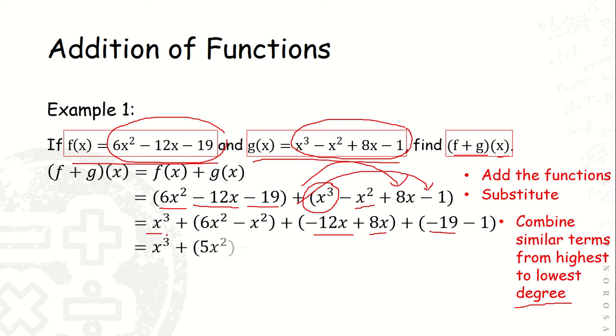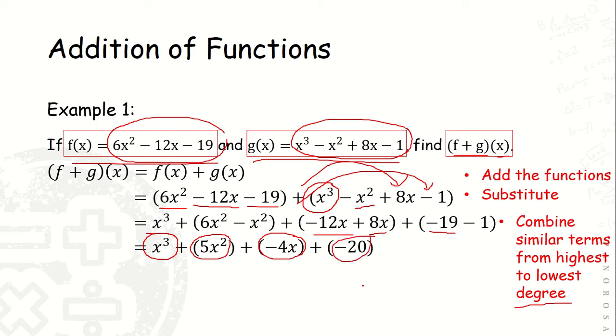Copy x cubed, and then combine 6x squared minus x squared, so that will be 6 minus 1, 5x squared. And then negative 12 plus 8x, so negative 12 plus 8, that is negative 4. And then copy x. And then we have negative 19 minus 1, that is negative 20.